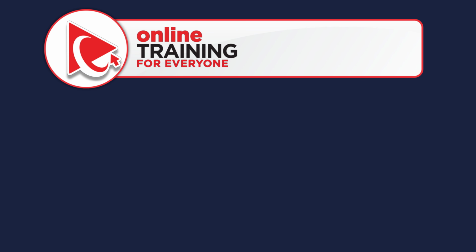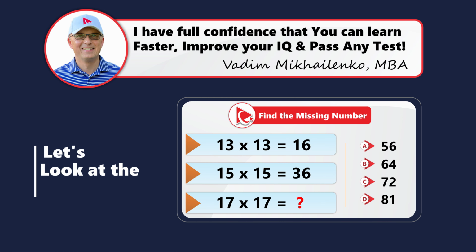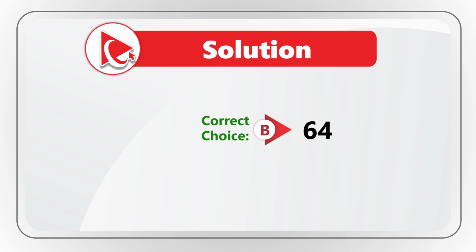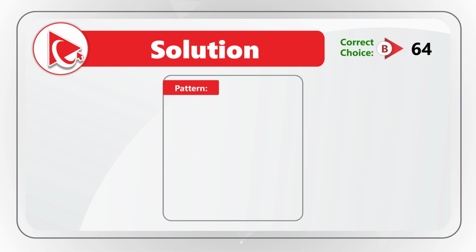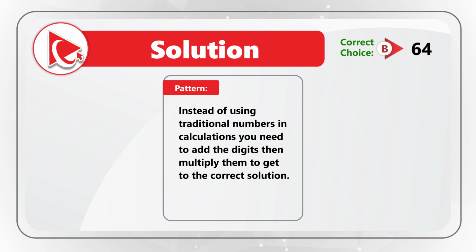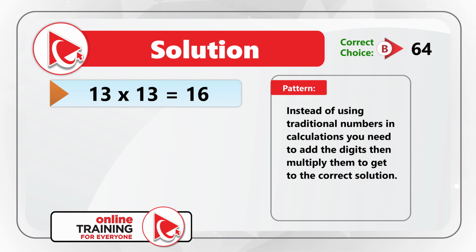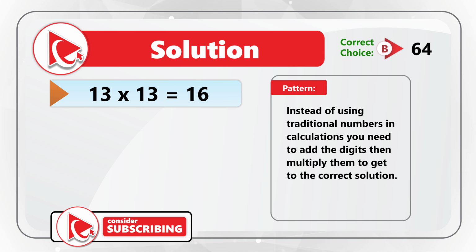The answer is so simple, so when you learn it, you'll be very surprised. Because the correct answer, choice B, 64, is calculated very easily. The pattern here is that instead of using traditional numbers in calculations, you need to add the digits and then multiply them to get to the correct solution. So let's look at the first expression. 13 multiplied by 13 equals 16.